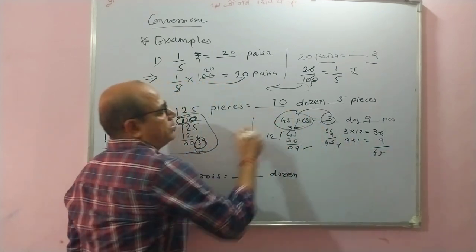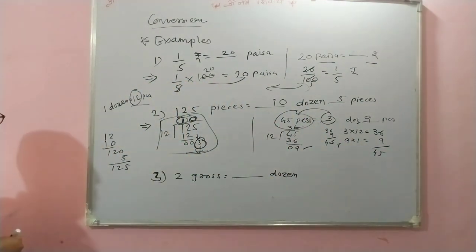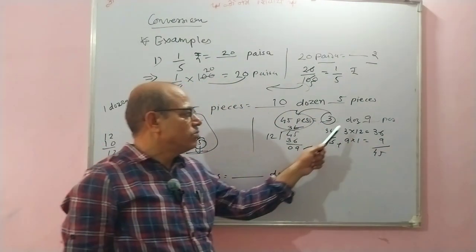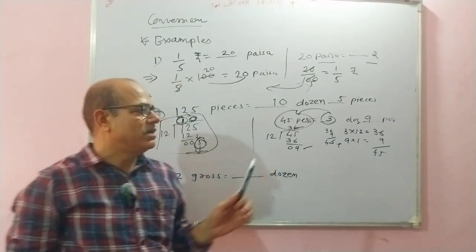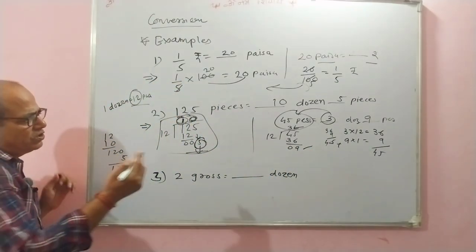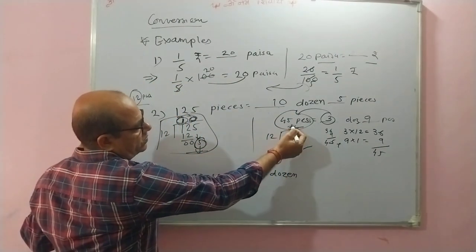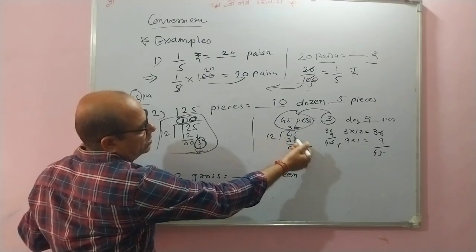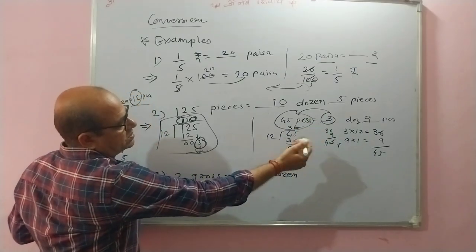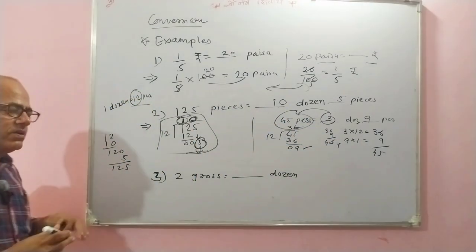This is your pieces. So bigger unit to smaller unit, then multiply; smaller unit to bigger unit, divide, right? So this was smaller unit 45, then we divided and we got 3 dozen and 9 pieces. Okay, so for the reverse, we do the reverse.